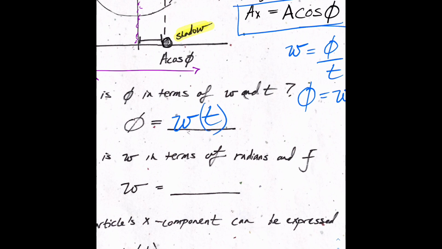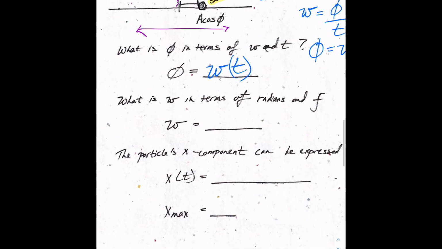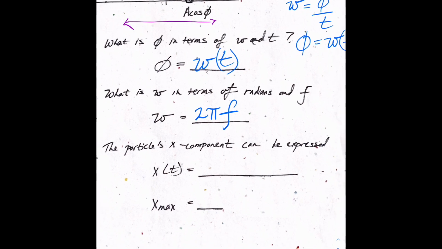Then they ask, what is omega in terms of radians and frequency? We just did this a second ago. We said that omega equals 2 pi radians times the frequency. I didn't write radians in, but that's okay. All right, so that's good.